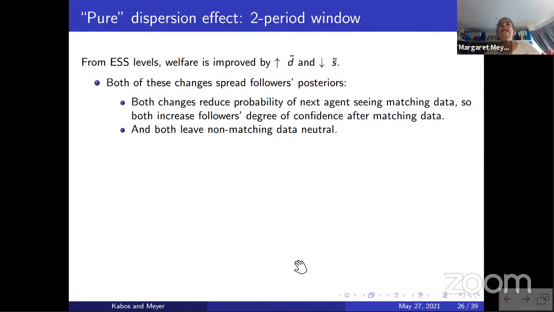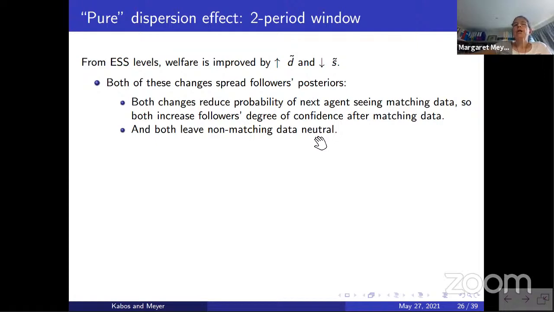So firstly, I want to explain why this result is an illustration of the dispersion effect, and then interpret it in terms of what it tells us about how adjustments to how much agents weight their private information improve welfare. So from the equilibrium steady state levels, as we saw in the proposition, welfare can be improved by raising the cutoff following non-matching data from a half and lowering the cutoff following matching data.